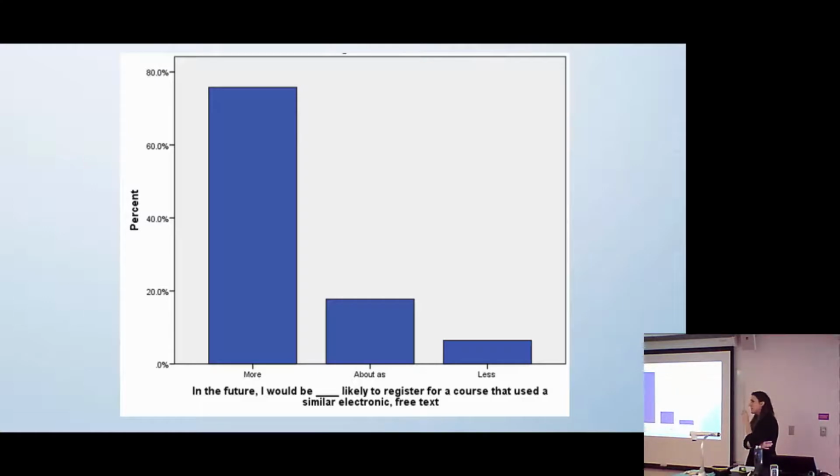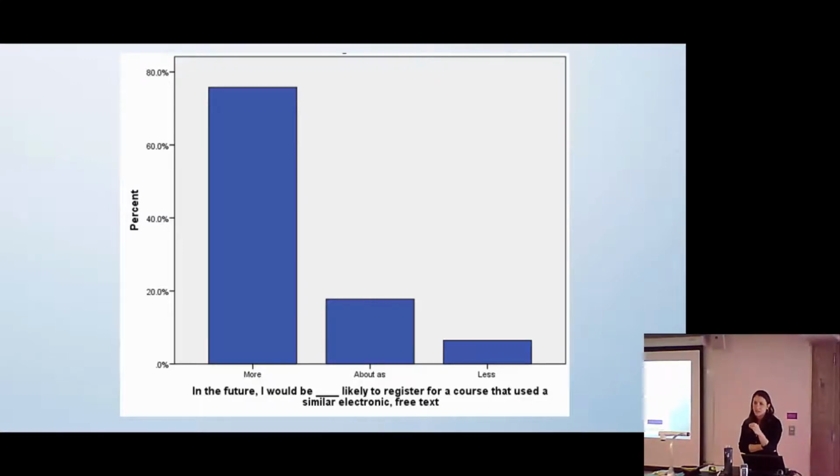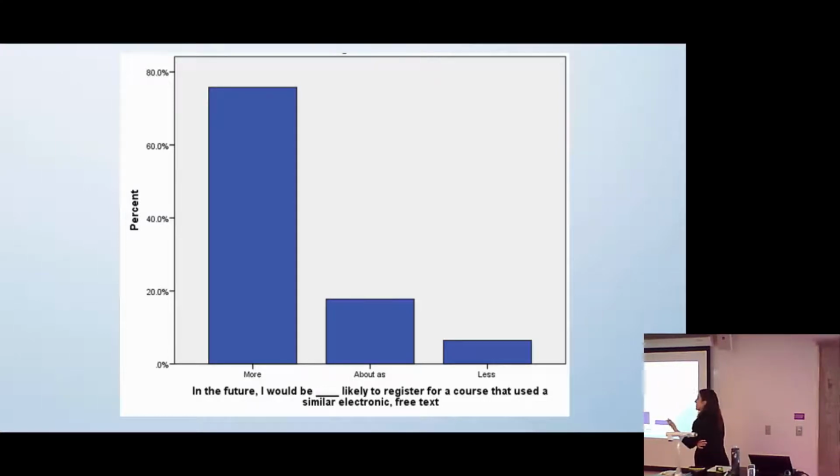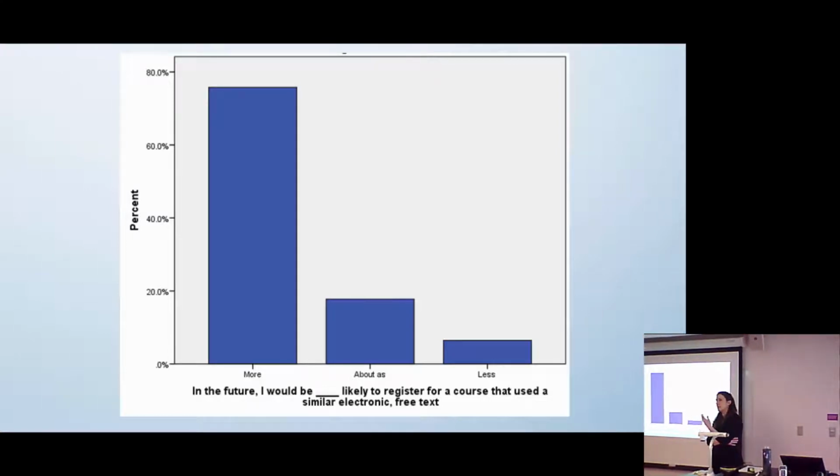So generally speaking, in terms of looking at what the students thought about and how they engaged with the text, they were pretty positive. They used it. They were engaged with it. They didn't see it as inferior quality. So these are all good from the student outcome side.